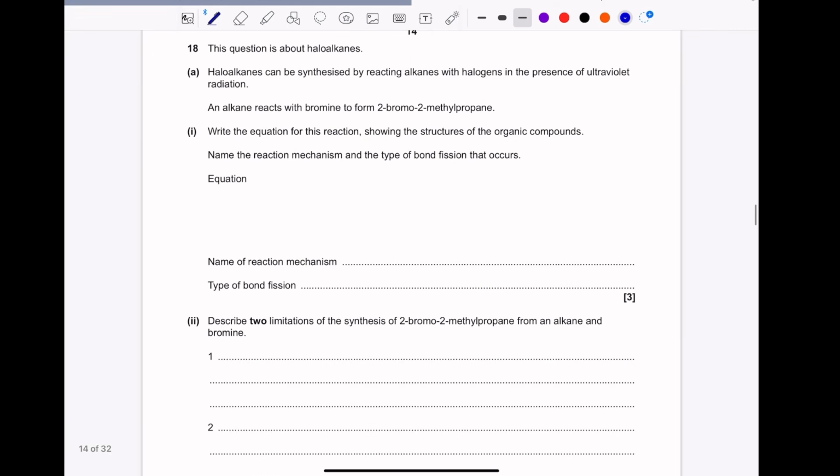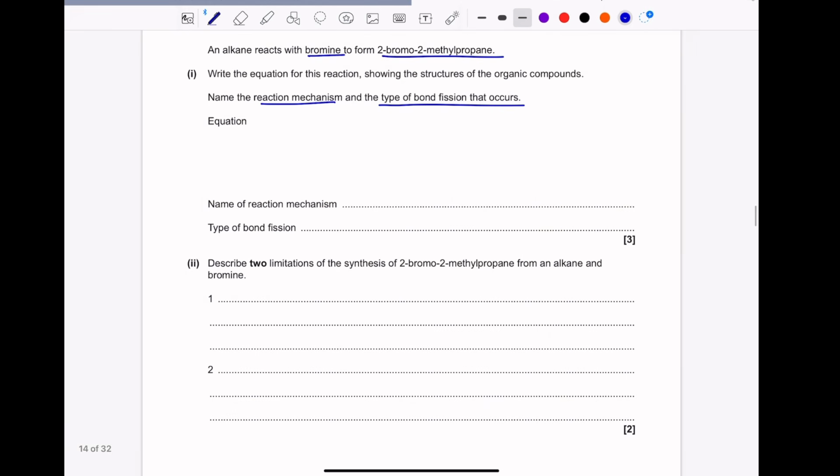Right, question 18 then, which is about haloalkanes that can be synthesized by reacting alkanes with halogens in the presence of ultraviolet radiation. An alkane reacts with bromine to form 2-bromo-2-methyl-propane. Write the equation for this reaction showing the structures of the organic compounds, name the reaction mechanism and the type of bond fission that occurs. So the mechanism would be free radical substitution, and the bond fission is homolytic fission.